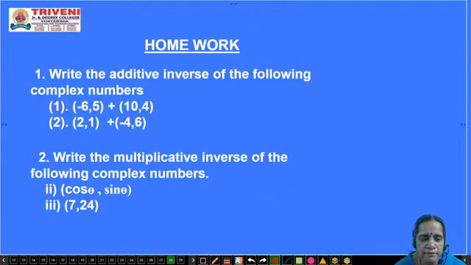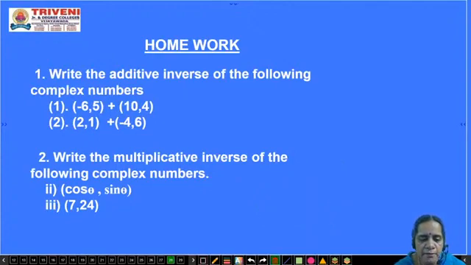Okay, and then similarly the second one also the same, 2 comma 1 plus minus 4 comma 6. First we have to add these two complex numbers, 2 minus 4 and 1 plus 6. 2 minus 4 means minus 2 and 6 plus 1 means 7. The additive inverse is minus 2 comma minus 7. This can be written as the ordered pair minus 2 comma minus 7.